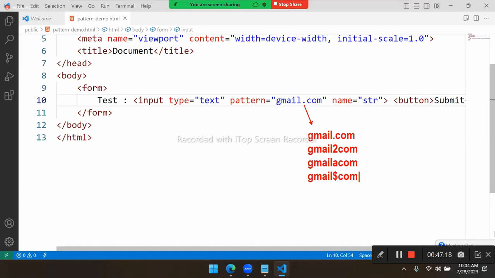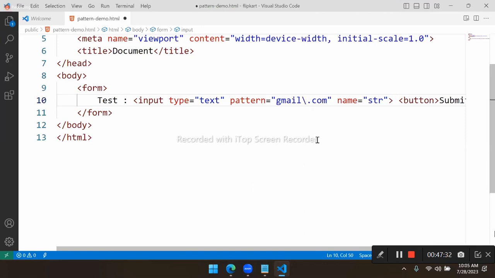But your intention is only a dot. But the dot is already a meta character, and your intention is to use it as an ordinary character, not as a meta character. Then what do you have to do? You have to put a slash before it. This indicates that if the preceding character is a meta character, it will convert it into normal. If the preceding character is normal, it will convert it to meta. Later we will use that concept also, how to convert a normal to meta. Usually this is how we write.